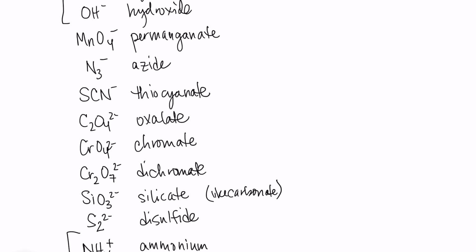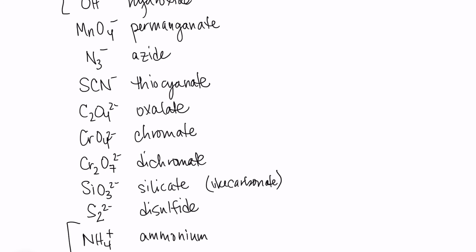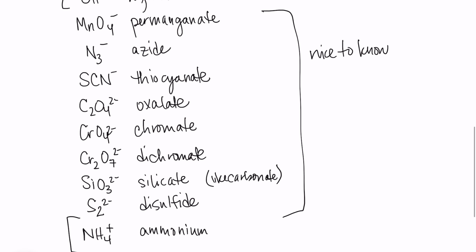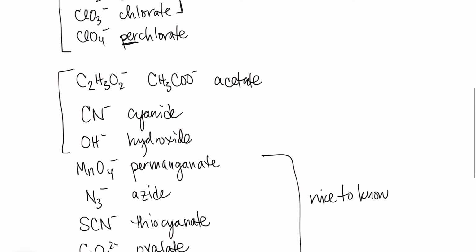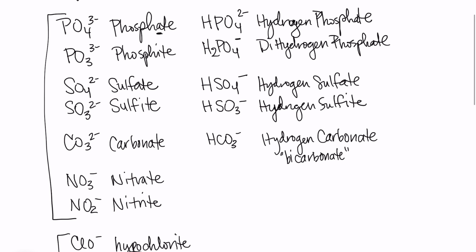Now, these other ones are in the nice to know category. So all of these, permanganate, azide, oxalate, etc., those are in the nice to know. I'm less likely to use them. They're a little bit less common. You won't run into them as much. You should make yourself familiar with them. It's worth it to know what they are. But the other ones that I've indicated, the ammonium, the acetate, cyanide, hydroxide, the chlorine-containing ones, and then all the derivatives of phosphate, sulfate, carbonate, and nitrate are ones that you're going to want to know.